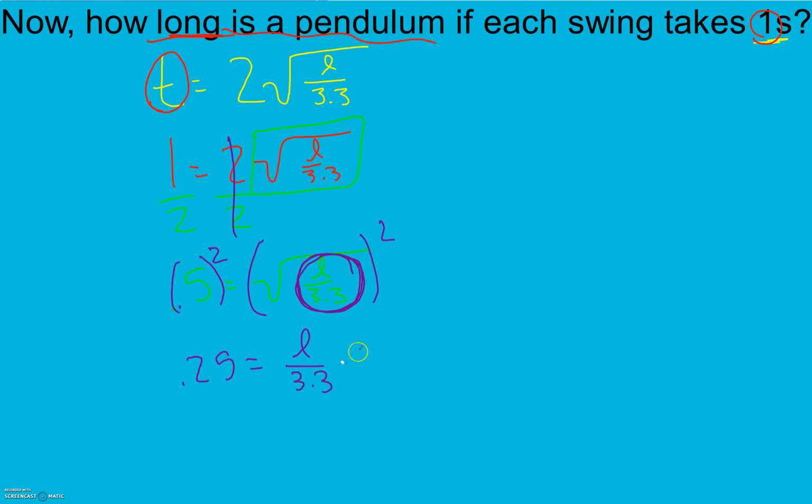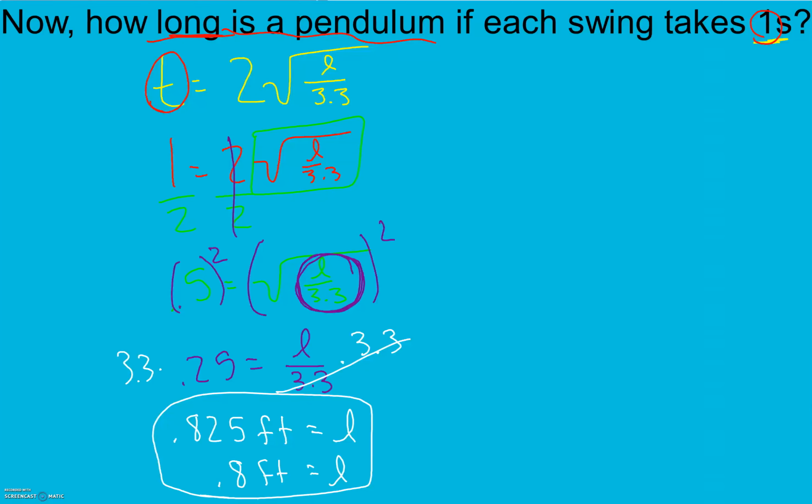To get my L by itself, I get rid of my division by multiplying. And here, I'm going to get 0.825 feet. And it doesn't specifically tell me to round to the nearest tenth here, but since it did on the last one, I'm going to go ahead and do that. 0.8 feet. So I would have taken either one of those answers there.